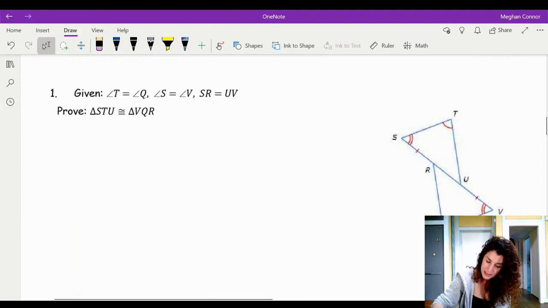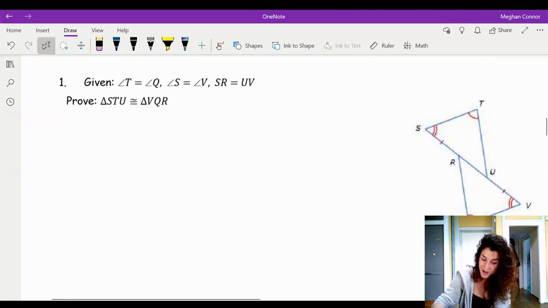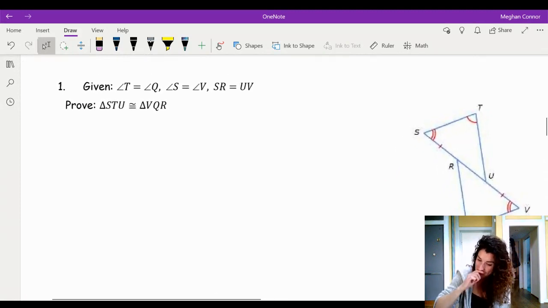All right. We're jumping head first into proofs again. So we are given that angle T is equal to angle Q. This is actually an IXL example that I really liked. I hope that you guys are taking advantage of IXL and using it to practice because it is really great.